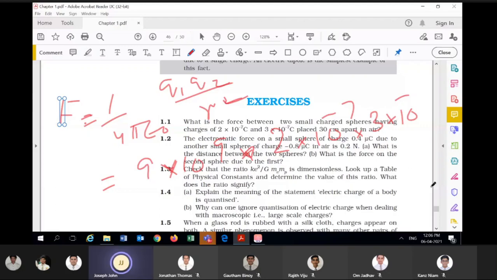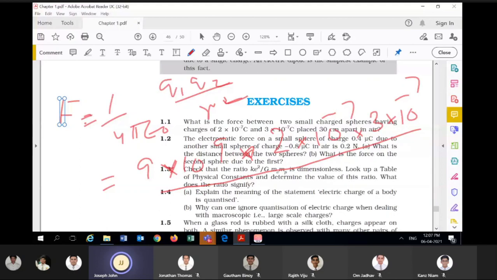Let me finish it. 3 into 10 raised to what? Minus 7, the whole divided by, what is the distance? My suggestion is, instead of putting 0.3 and so on, it will be a problem for you, because you have to square it and you may forget the 0.9. So look into consideration 3 into 10 raised to minus 2. That's better. 30, how much is it?